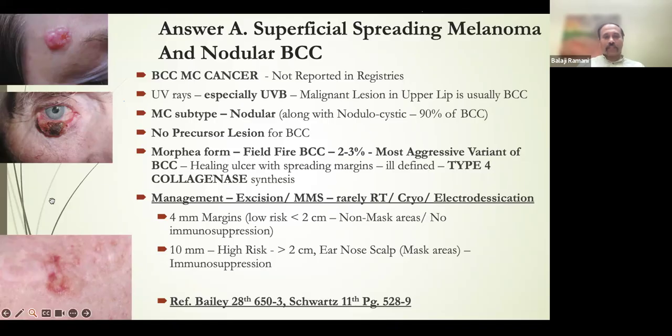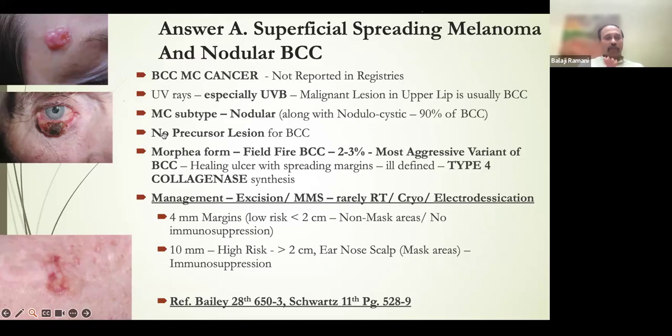So that is the way that you have to do. And this is the classical field fire BCC that we will have. So you will have kind of like a very faint lesion. The edges are going to be the ones that spread. The center part will be healing. So that is known as the morphiaform or the field fire BCC, highly aggressive variant. And here you have the type 4 collagenase, which is present in the basement membrane of skin and soft tissue. So you will have the type 4 collagenase being synthesized. And so healing ulcer with spreading margins, ill-defined lesion, that is the morphiaform BCC.